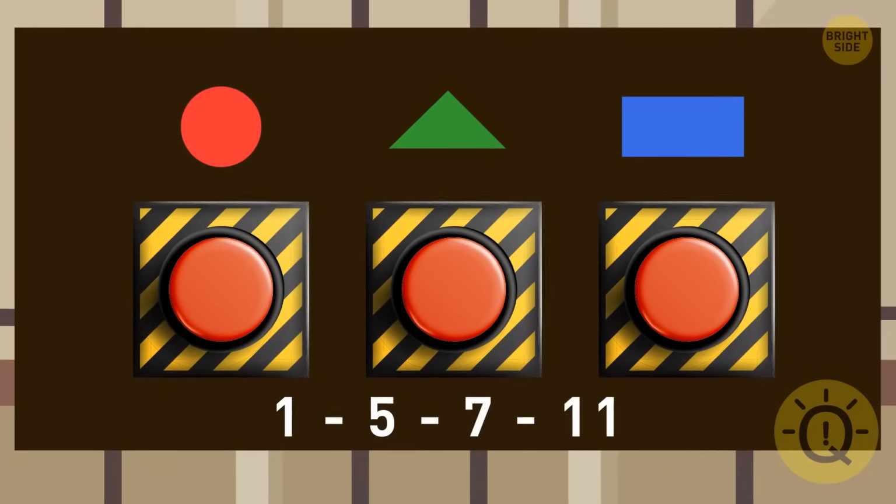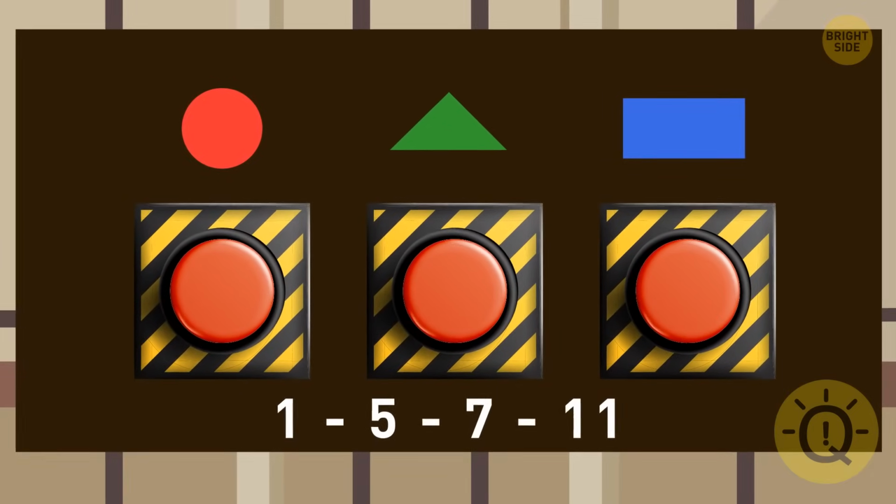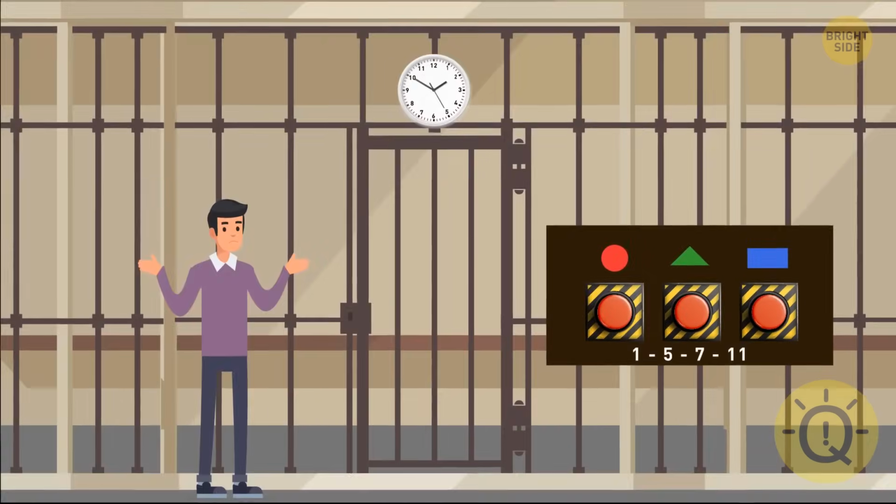There was a note saying 1, 5, 7, 11. Which button should she press to get out?